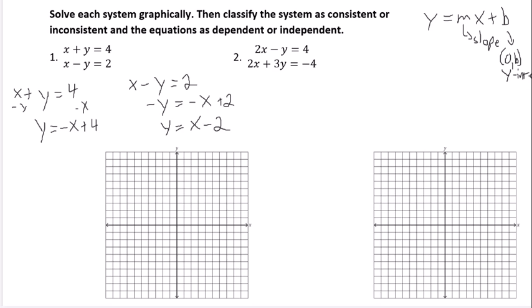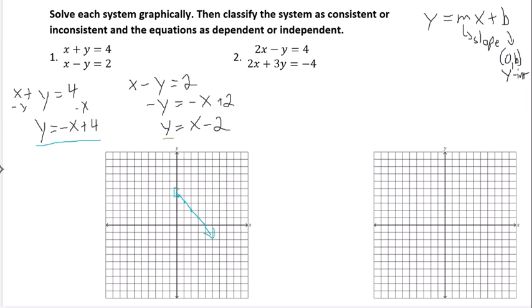So this first one, I'll graph in blue. So start at 4. And the slope of negative 1 is down 1 over 1, down 1 over 1, down 1 over 1, down 1 over 1. And we end up with this line right here.